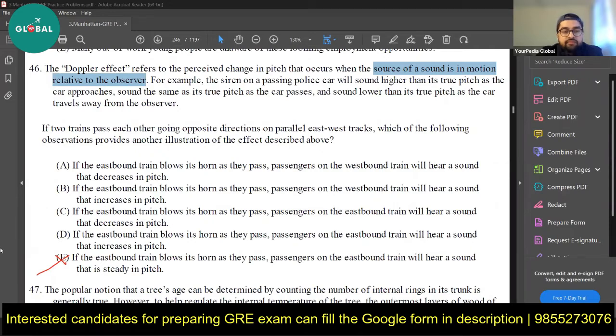What about D? Okay, so do you think that if the eastbound train blows its horn, the Doppler effect will be observed by the passengers on the eastbound train? No, sir. It will be observed by the opposite direction. So this is also incorrect, and I think this is also incorrect. Okay, so you are left with two answer choices. What about A and B?